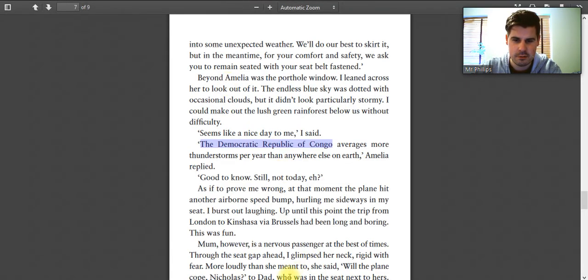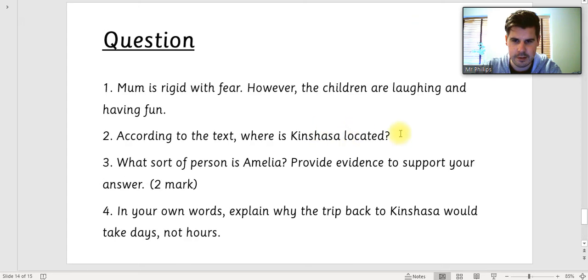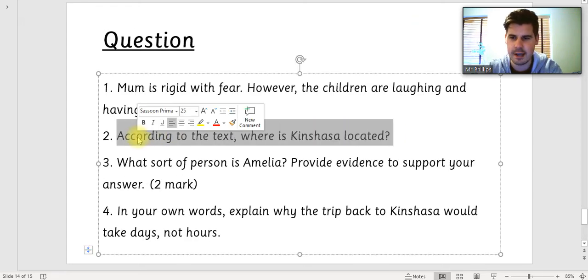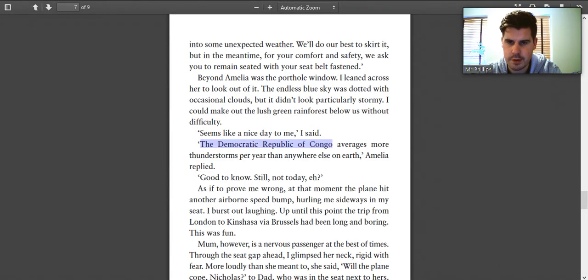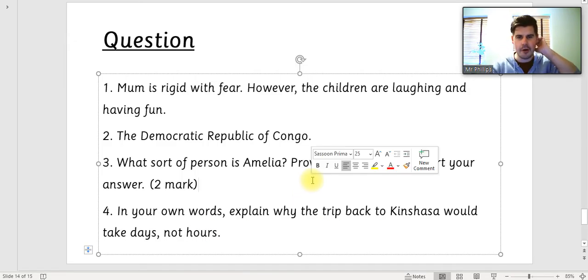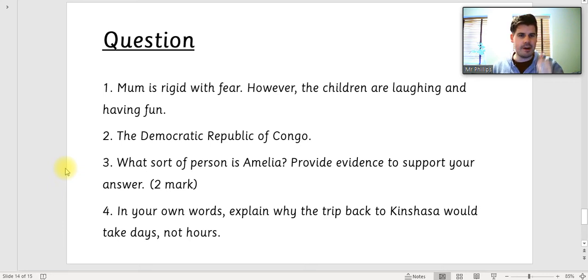Okay, so we can now go, according to the text, where is Kinshasa located? It is the Democratic Republic of Congo. Just double checking that is right. The Democratic Republic of Congo. Yep, perfect. Lovely, mark there.